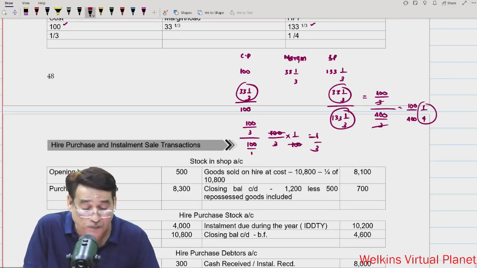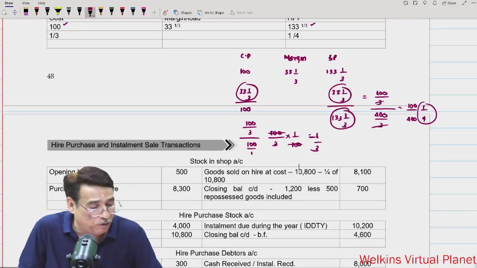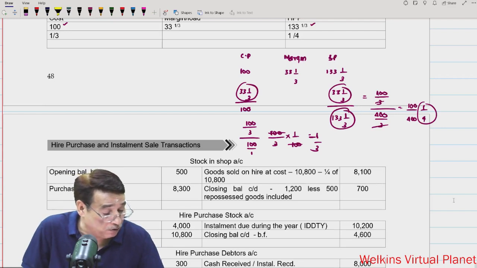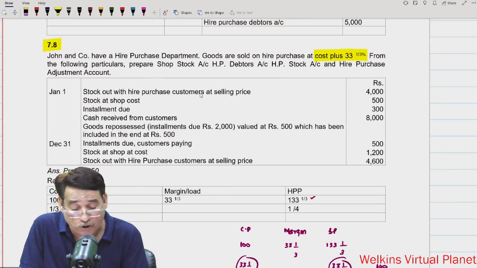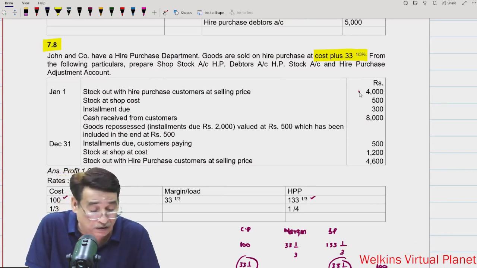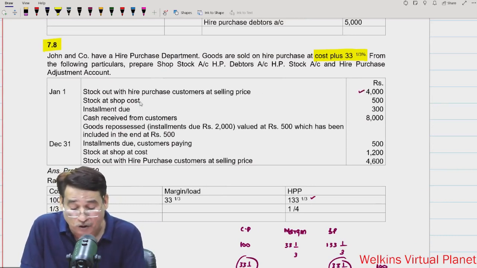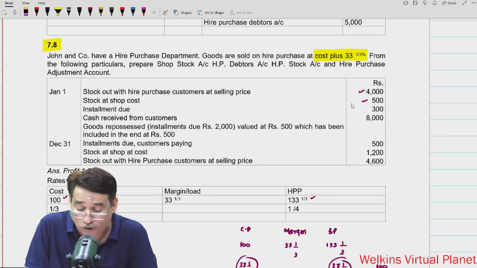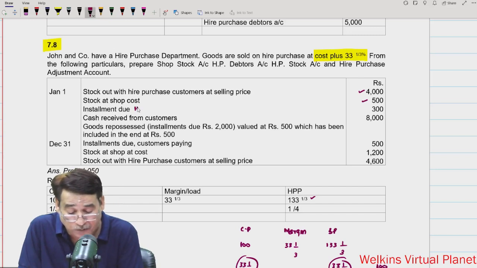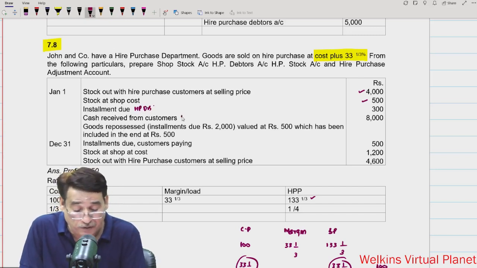So rate should not be a big issue now. And moreover, we have done lots of questions in branch account with respect to such rates. Now your first information is stock out with customer at selling price is given. Customer means hire purchase stock account. Stock at shop account is given. Now you know the treatment. Installment due, opening balance means hire purchase debtors balance. Cash receipt from customer, you will write in hire purchase debtors.